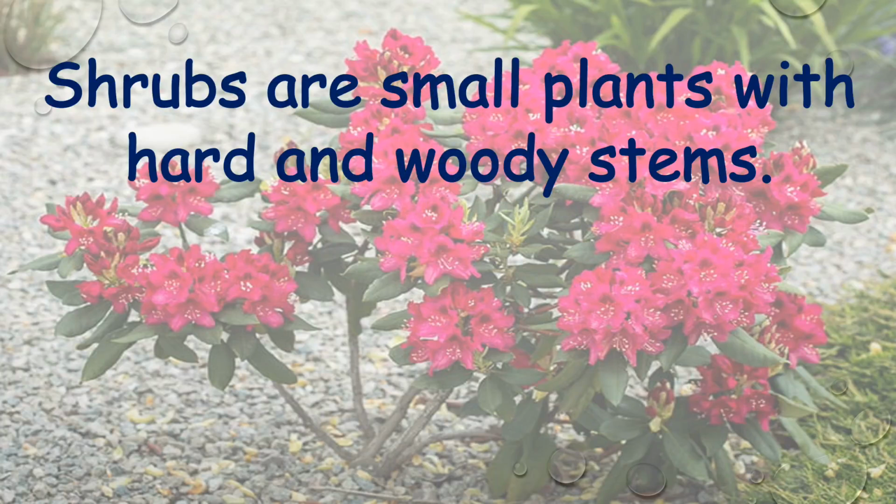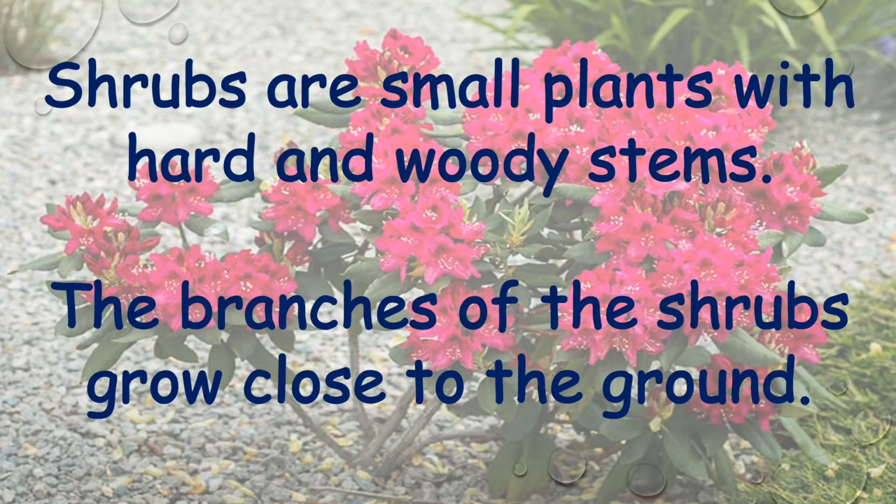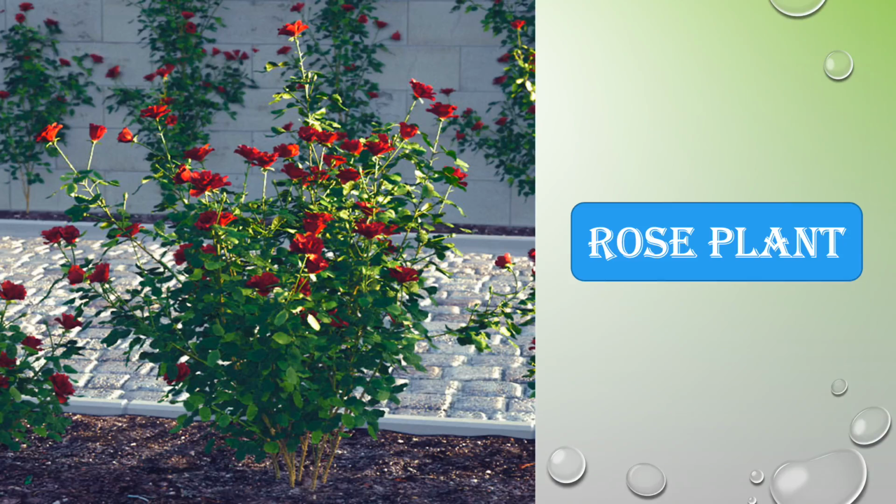Shrubs are small plants with hard and woody stems. The branches of the shrubs grow close to the ground, unlike the trees. The branches of the trees grow from the top of the stem. A rose plant. Children, if you look carefully at the branches of this plant, they are growing close to the ground, unlike the trees that we had just seen.